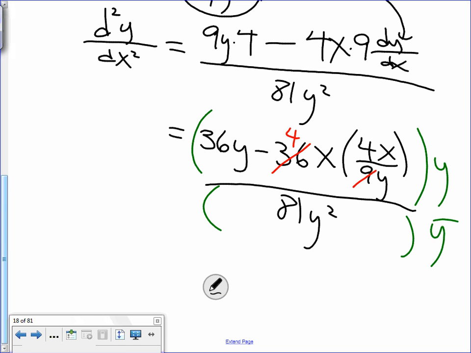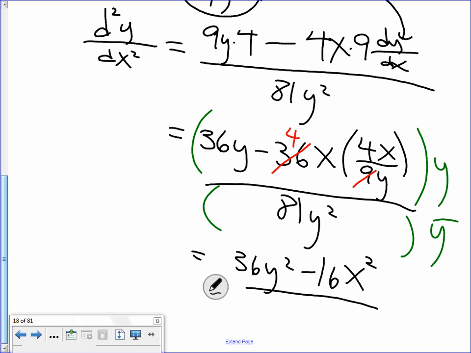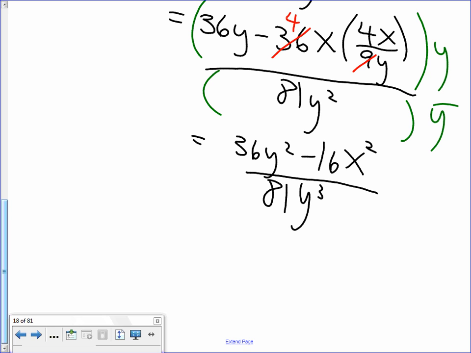So you distribute, you have 36y squared. Now this was 16x squared over y, but when I multiply it by the y, good. And then down here, if I multiply by y, 81y cubed. That's very pretty. And then you could just cancel stuff. You could just start doing stuff like this. You know. Oh, yeah, don't do that.